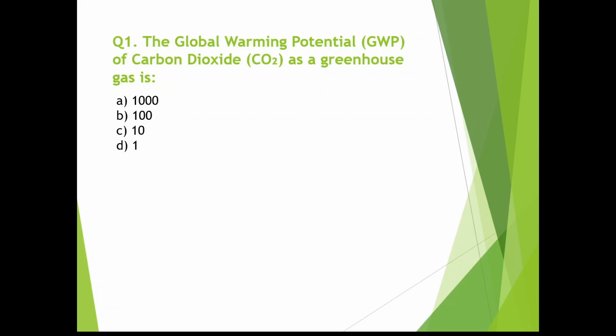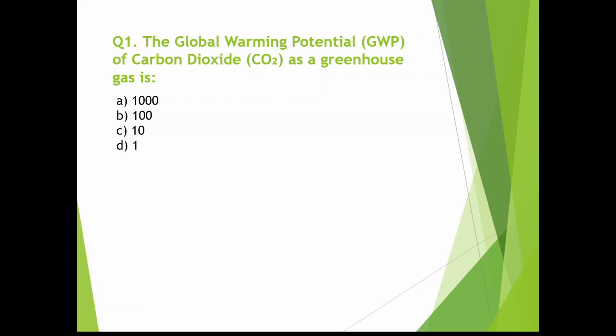So in that question also we have discussed that carbon dioxide is the reference for understanding the global warming potential of other greenhouse gases. So its global warming potential has been kept as 1. So 1, that is option D, is the correct answer for this question number 1.